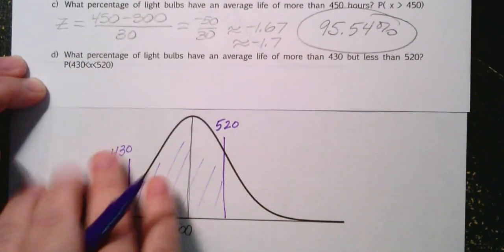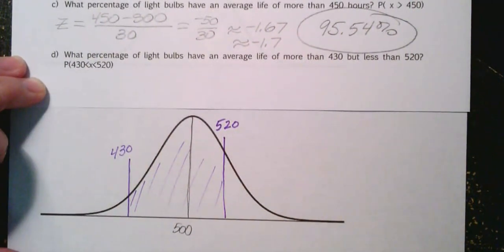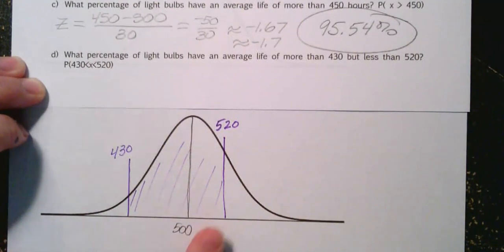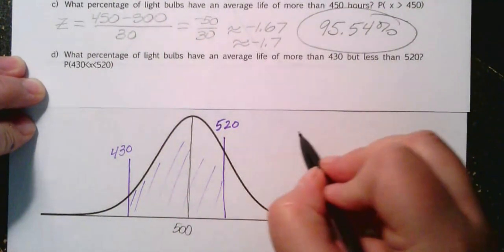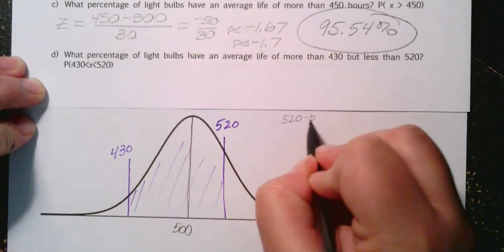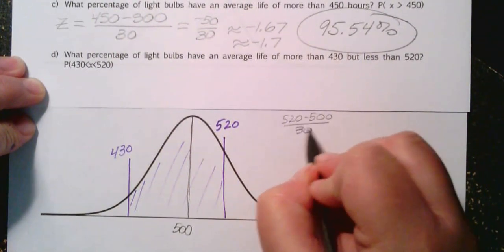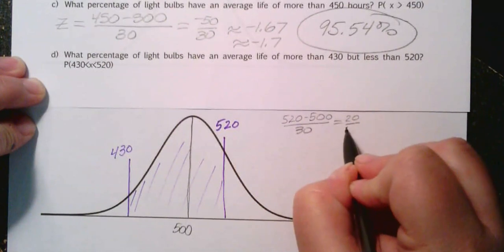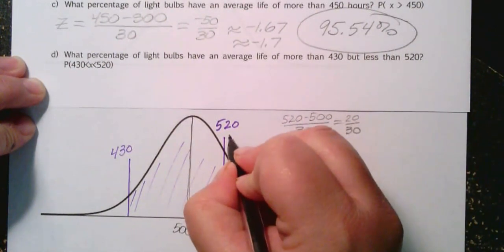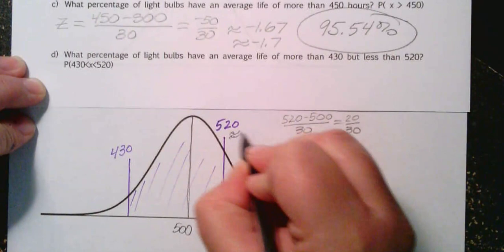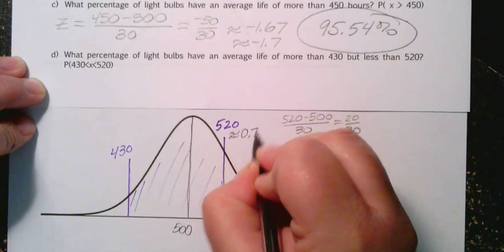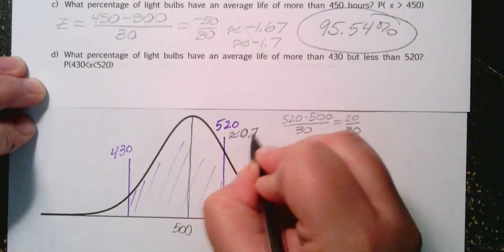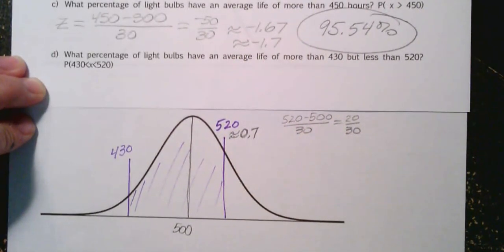So here's what I have to do. I only find on the table the area to the left. So I'm going to find the area to the left of 520. I'm going to get the z-score for 520. Let's do that. 520 minus 500 all over 30 gives me 20 over 30, which is 2/3, or 0.6 repeating, or let's go ahead and round up to 0.7, positive 0.7. So I go to the positive 0.